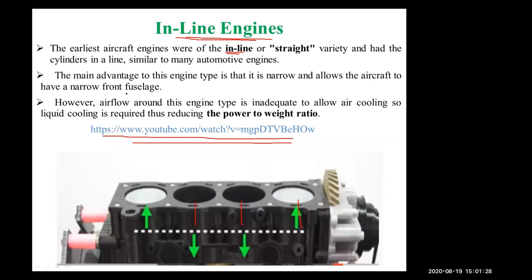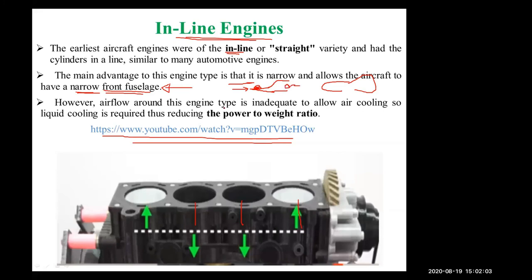narrow front fuselage. So a narrow front fuselage has its own advantage for the aircraft. This narrow fuselage has less drag, which is of course an advantage.